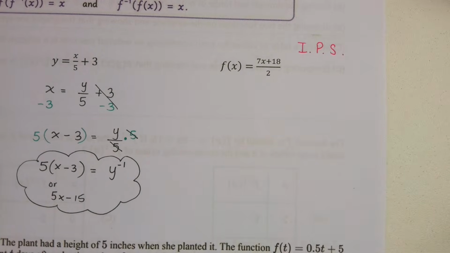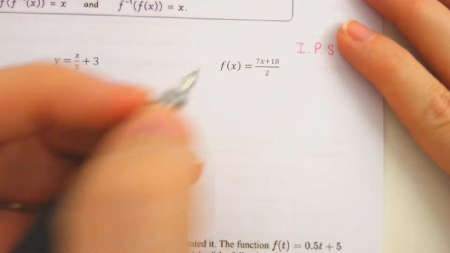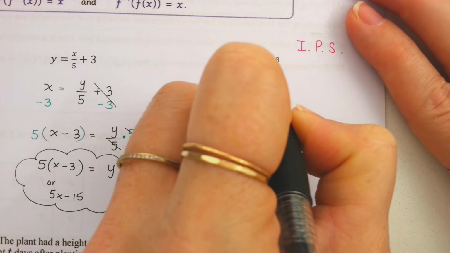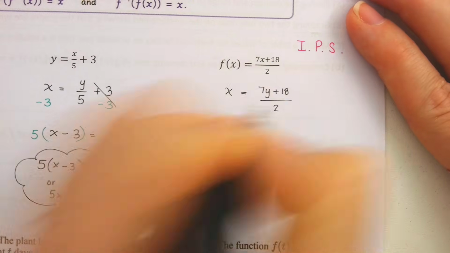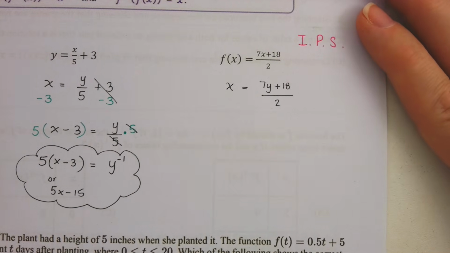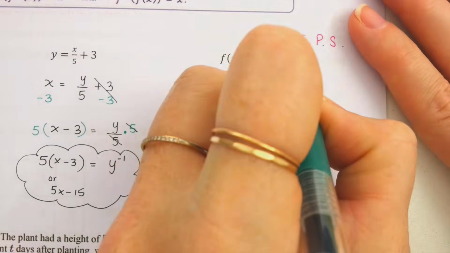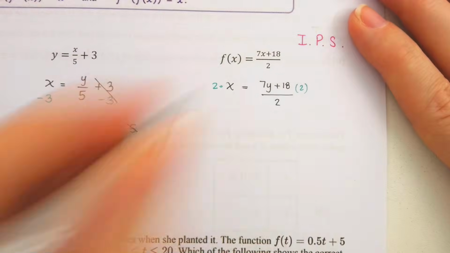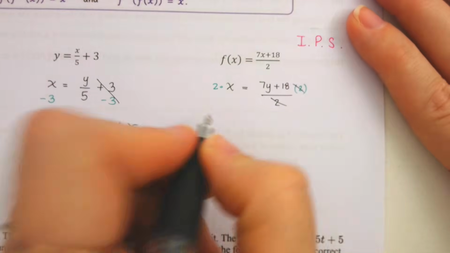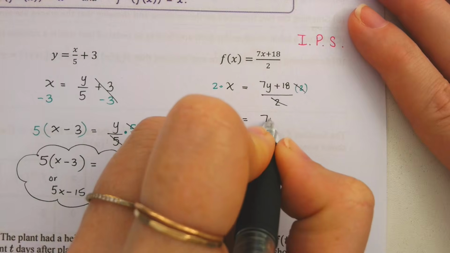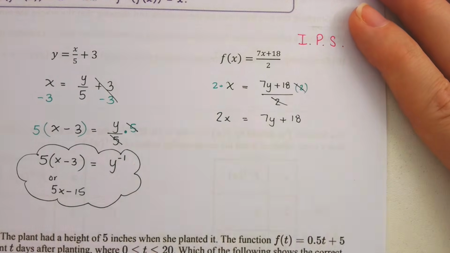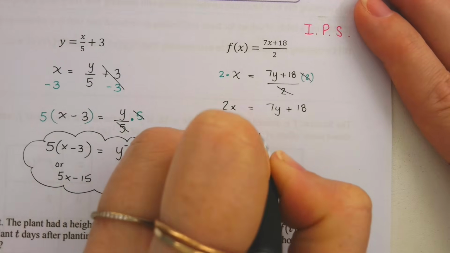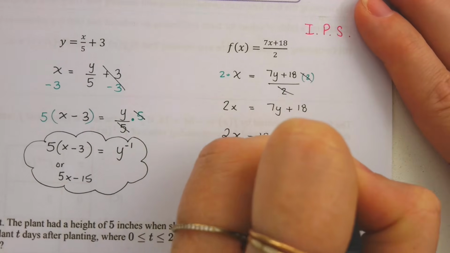All right, our first step was to swap the x and y, which, remember, the f of x is just the y, so we'd put an x there. On the top we'd have 7y plus 18 over 2. What was your first step for isolating the y? What'd y'all do first? Multiply by 2. So that would become 2x equals 7y plus 18. And then what was your second step? Subtract 18, giving me 2x minus 18 equals 7y.